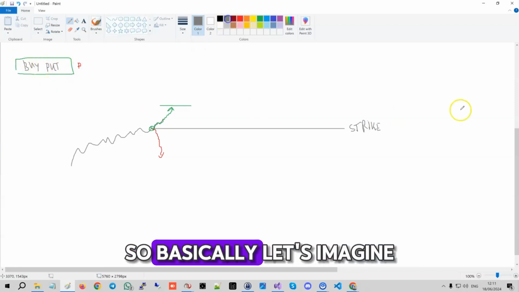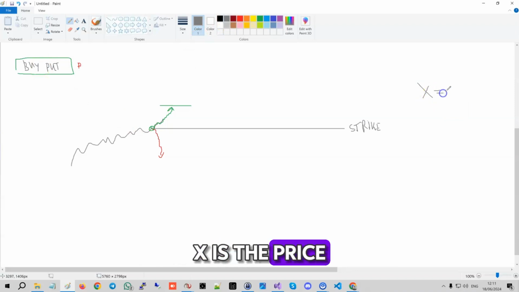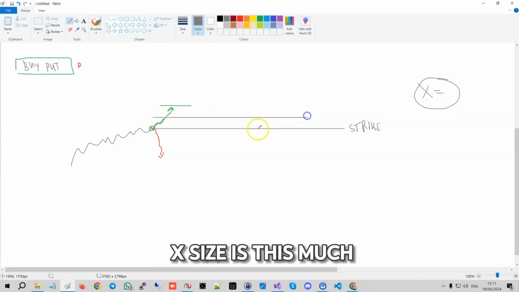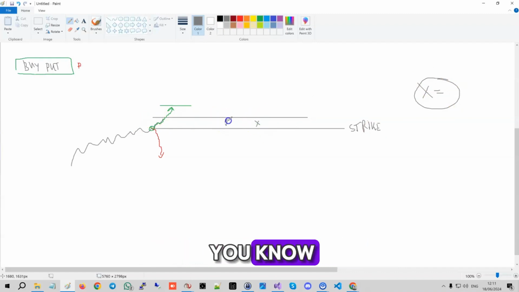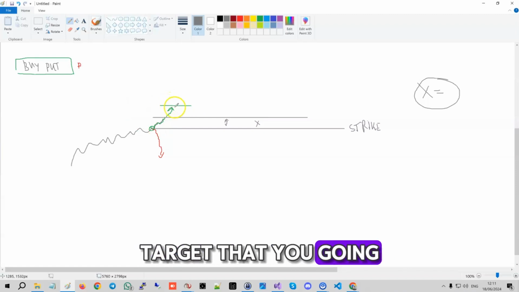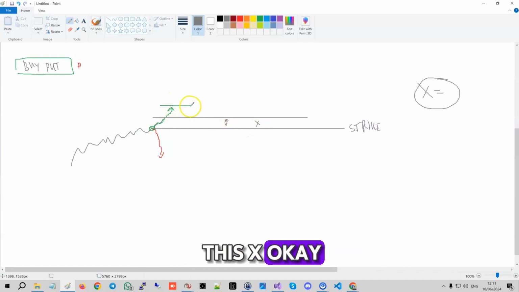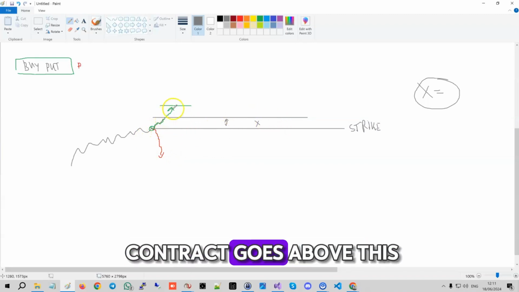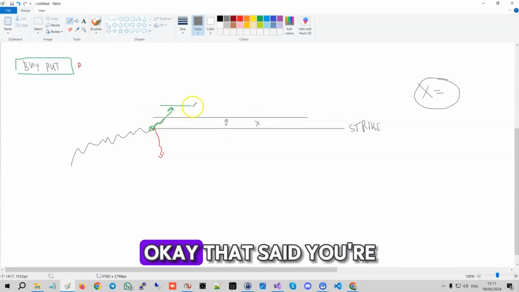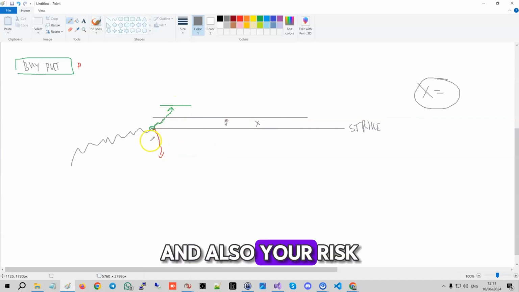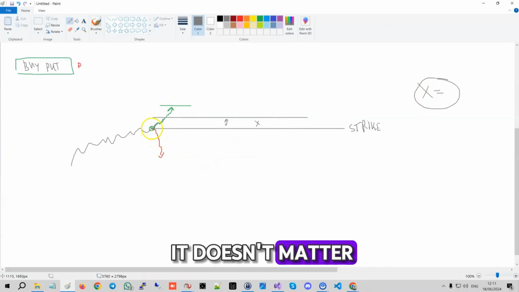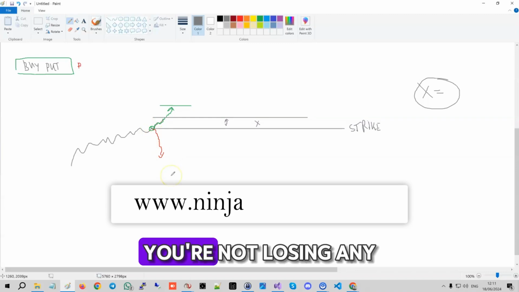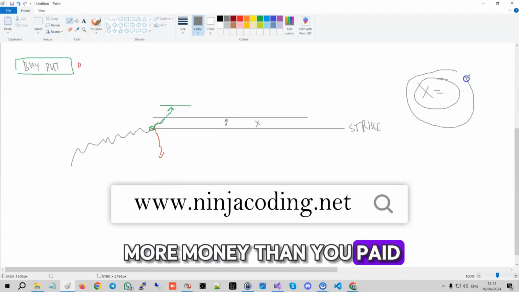Let's imagine X is the price you paid for your option contract, and let's say your X size is this much. So if you see some potential target that you're going for and it's above this X, you just hedge it with an options contract. Once the futures contract goes above this X value, that's it, you're in the money, and also your risk is hedged, because it doesn't matter. Your options contract is hedged. Anytime the market starts falling here, you're not losing any more money than you paid for the premium.